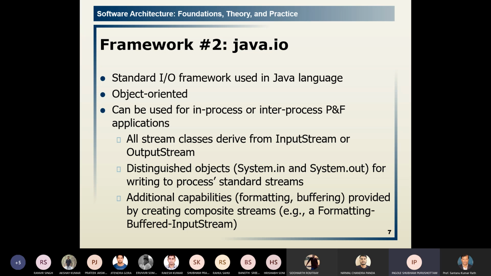The distinguished objects System.in and System.out are for reading from and writing to the process standard streams. If you are familiar with Java, while printing to the console we use System.out.println, and while taking input from the user we use System.in. So these are two distinguished objects for the process standard streams. Additional capabilities, formatting and buffering, are provided by creating composite streams, for example a formatting buffered input stream. These are some additional capabilities.